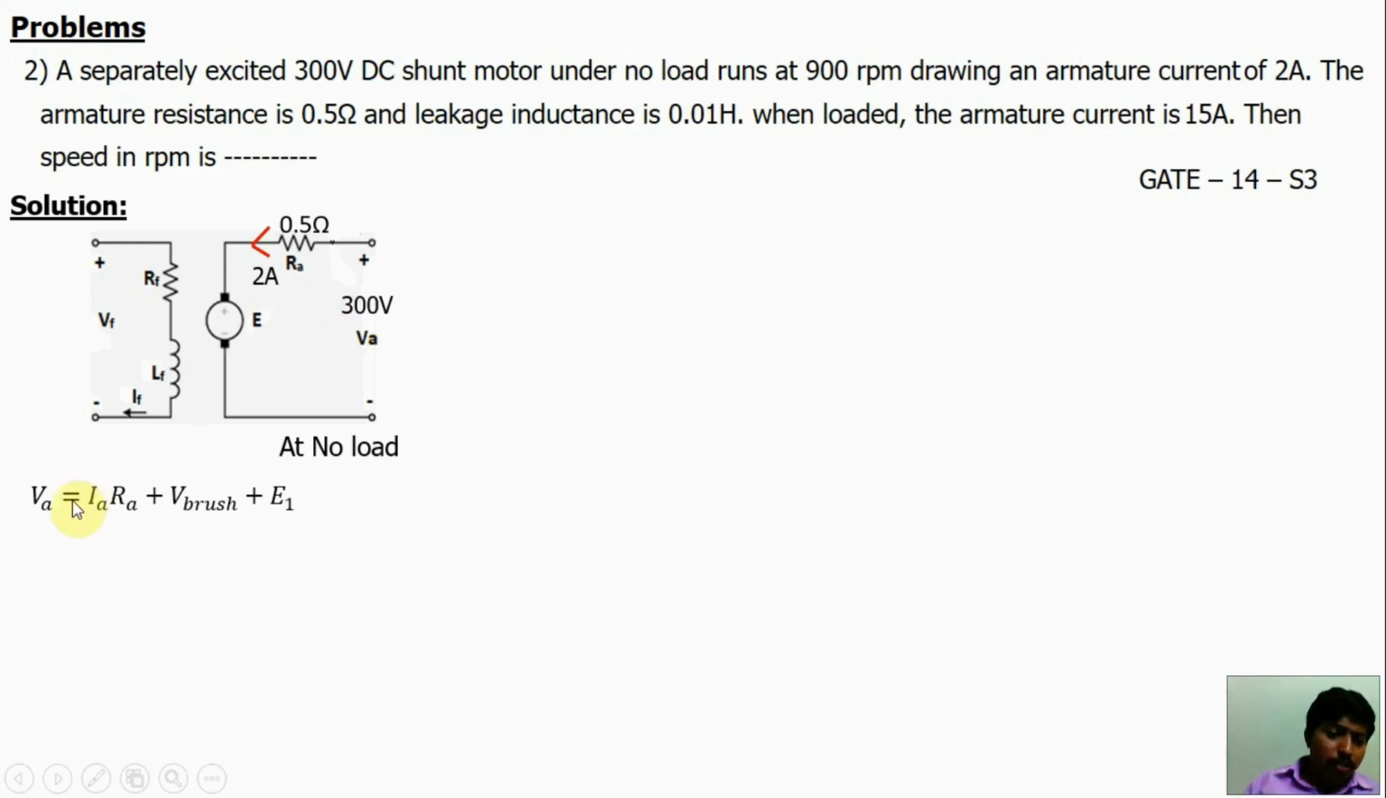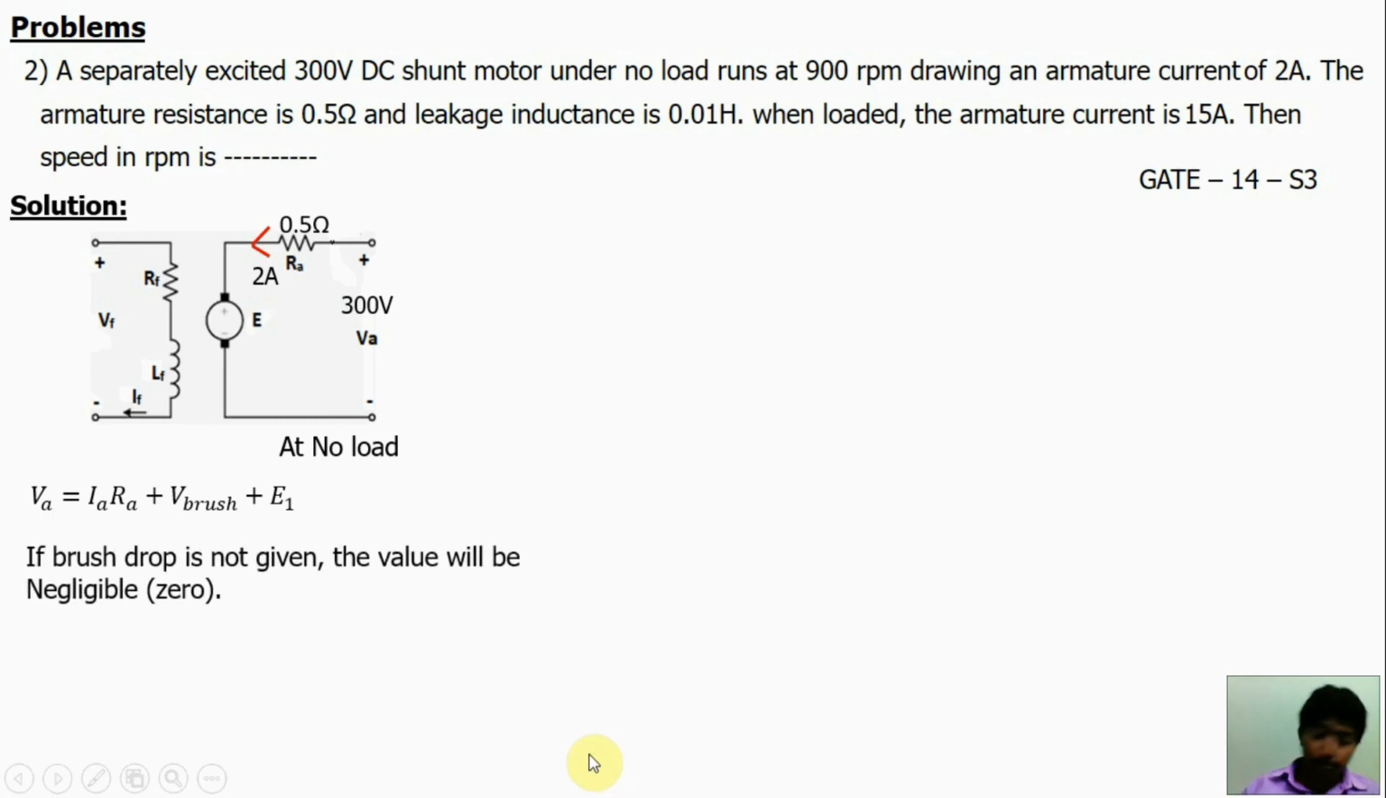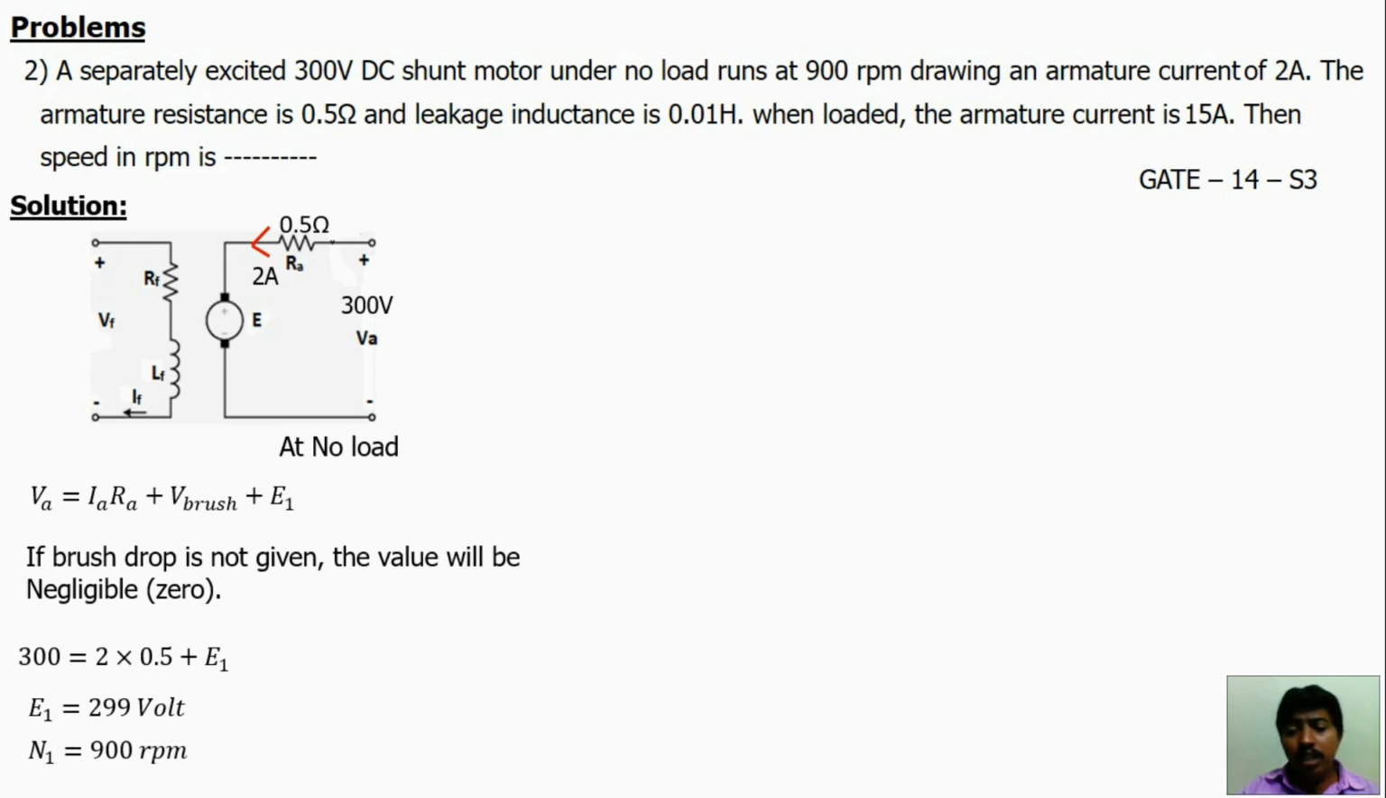VA value is given, IA value is known, IA is 2 amps, RA is a known value, brush drop is not given, so it will be considered 0. So substitute here, we will get the E1 value. E1 is equal to 299 volt. At no load, the speed is 900 RPM. We have to find the full load speed.